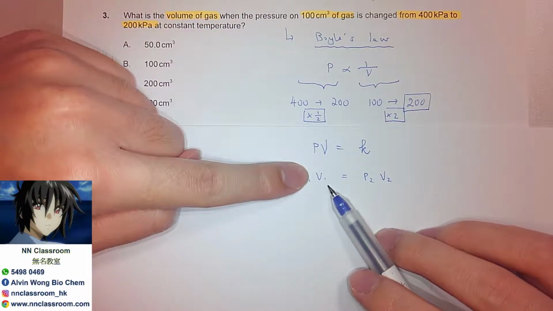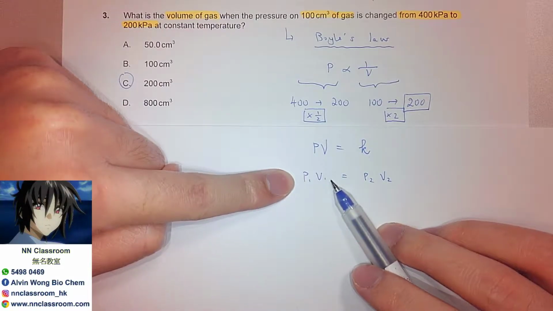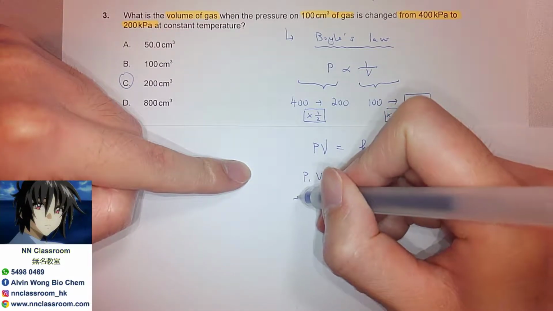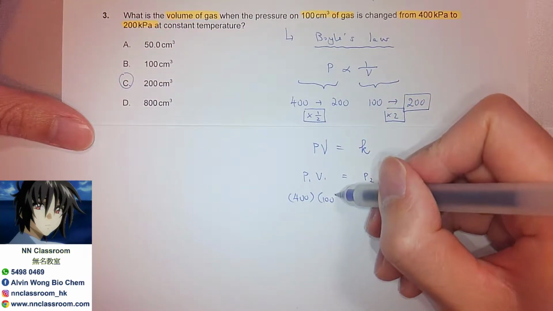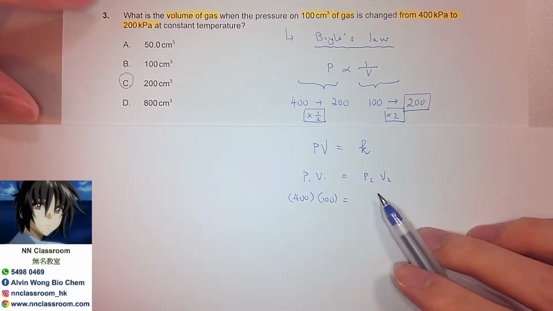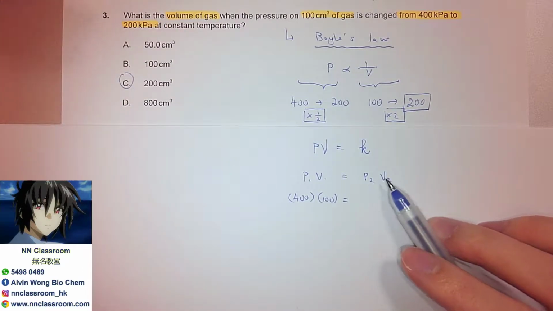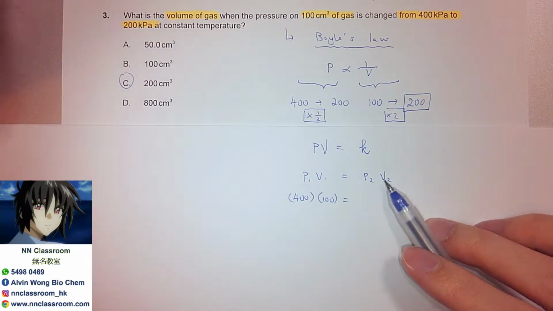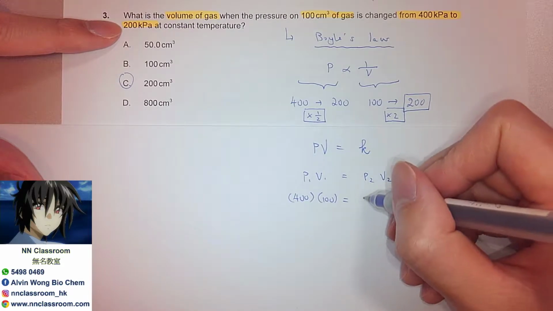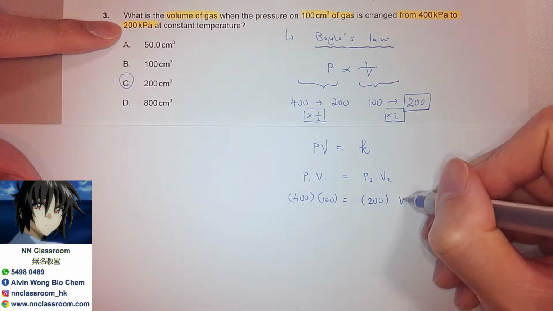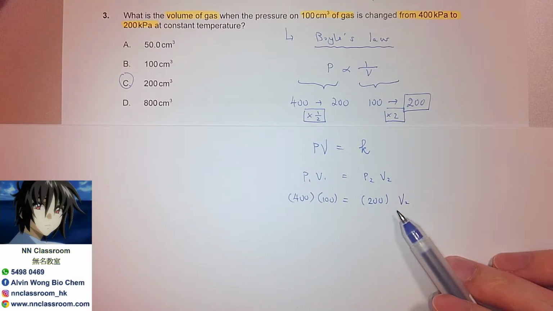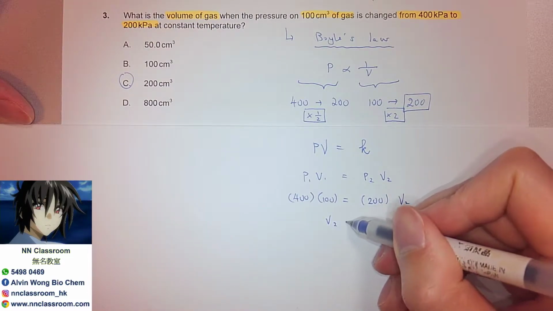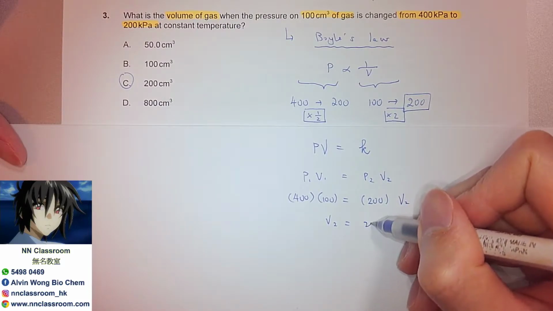So the 1 means before the change. Before the change, we have the pressure of 400, right? And the volume is 100. This equals pressure 2, which is the pressure after the change, right? 2 stands for anything afterwards. So afterwards, we have the pressure that is 200. And my target is to find out the volume afterwards, right? Still, for this case, we can figure out that V2 is going to be 200, right?